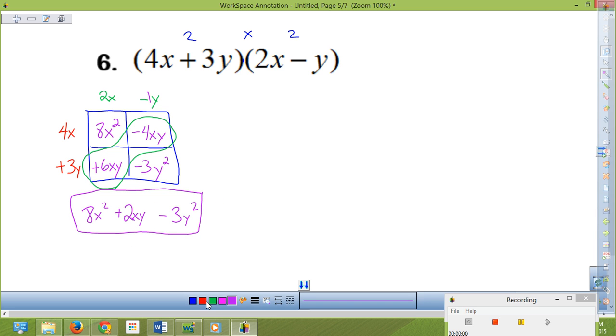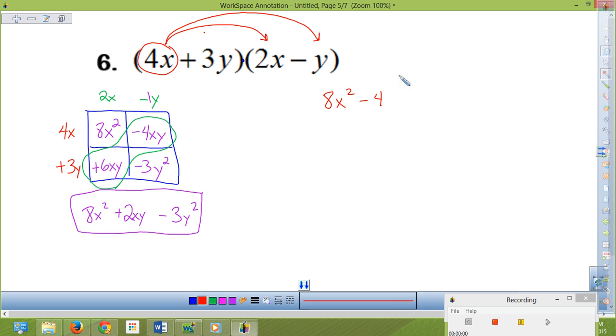So you can now skip, if you do the box method, to the next question, because I'm going to do it the distributive way. Okay? So, if you like the distributive method, this is where we're going to do yours. So I'm going to take the 4x and I'm going to distribute it to the 2x, so you get 8x squared. I'm then going to take the 4x and distribute it to the negative y. 4 times negative 1 is negative 4.